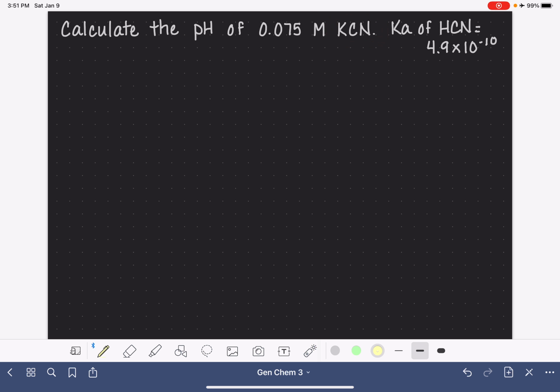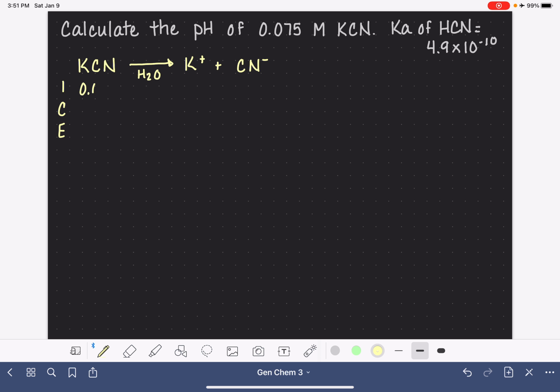The very first thing that we should be doing here is writing a balanced equation for the dissociation of the KCN compound. When the KCN compound is put into water, it's going to dissociate into its cation, potassium, and its anion, cyanide. And let's just make a little ICE table to help us make some predictions about that dissociation.